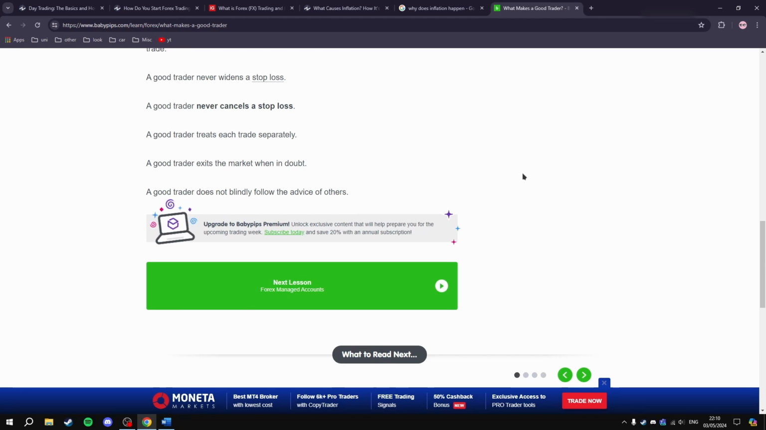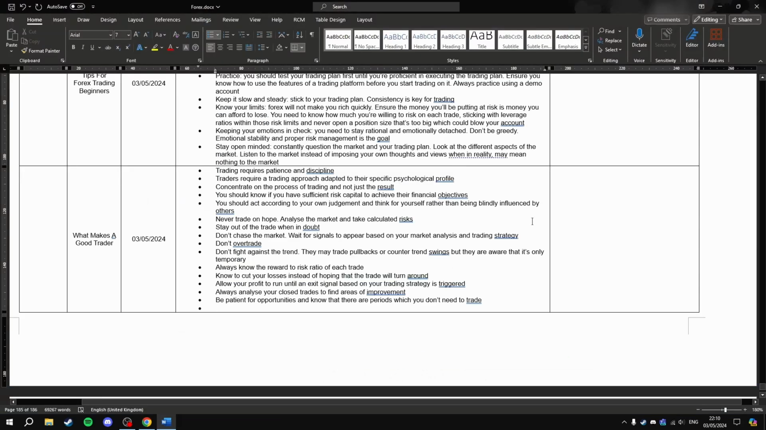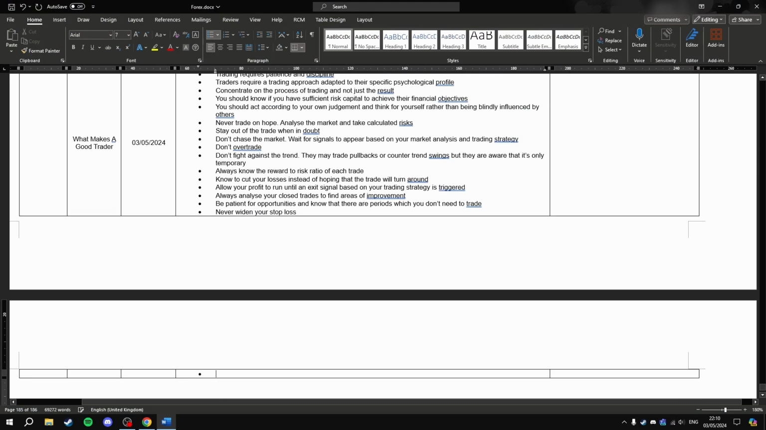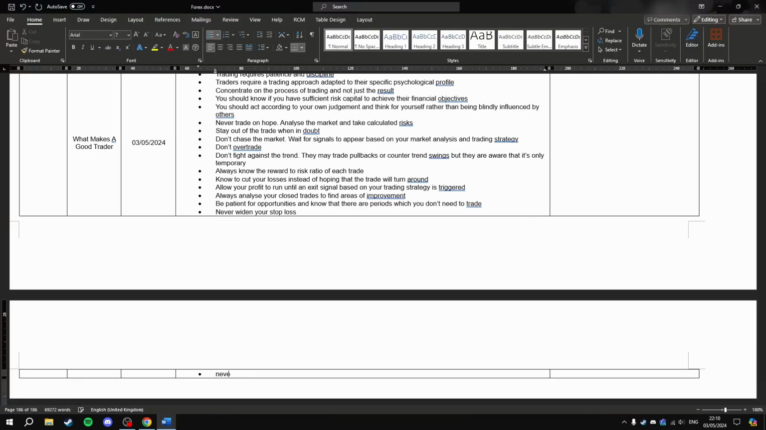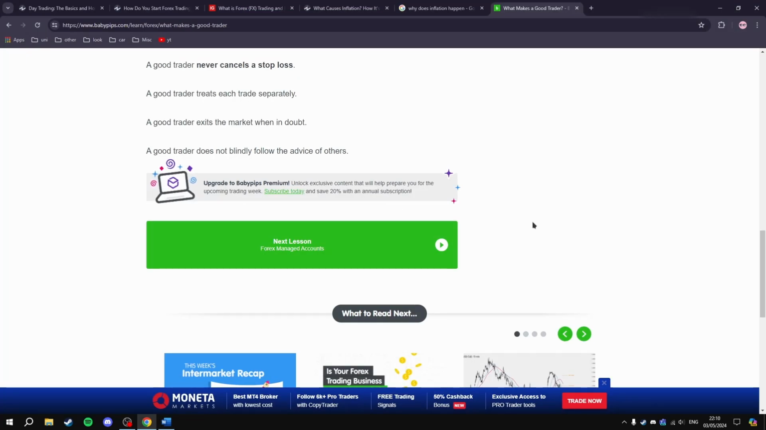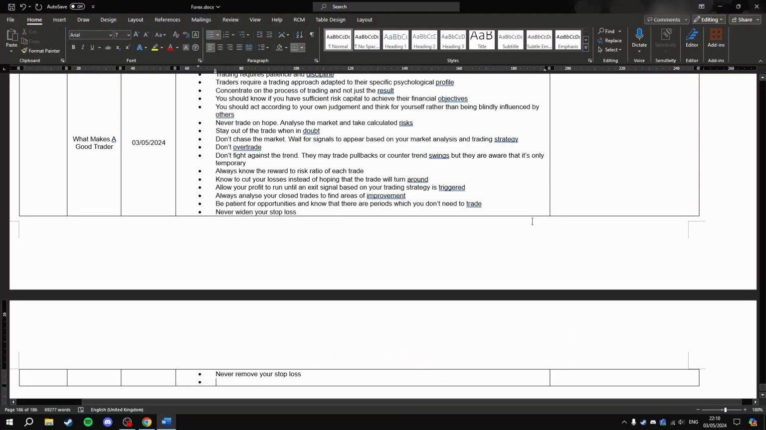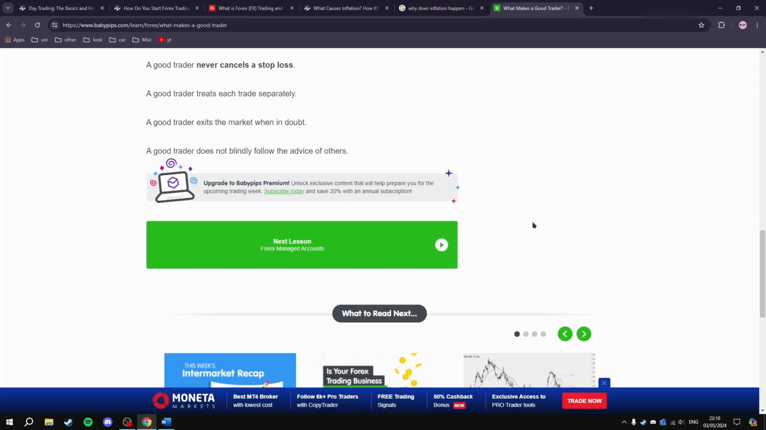A good trader never widens the stop loss. Never widen your stop loss. A good trader never cancels a stop loss. Never remove your stop loss. A good trader treats each trade separately. Treat each trade separately. A good trader exits the market when in doubt.